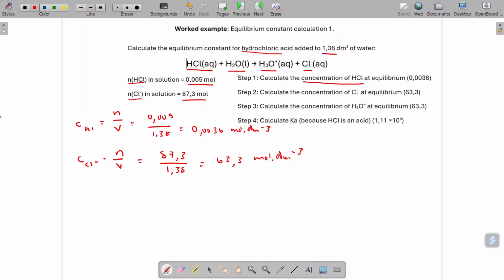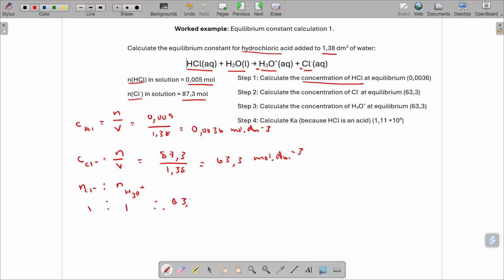Right. Let's calculate the concentration of the hydronium ions at equilibrium. And we do that by looking at the mole ratio of our hydronium and our chloride ions. So we see that the mole ratio of our chloride ions to our hydronium ions is 1 to 1. We look in front there, it's 1 to 1. So it's 1 to 1 as a mole ratio, and therefore we will have the same number of moles in the same volume, and therefore the same concentration of hydronium ions in our final solution.